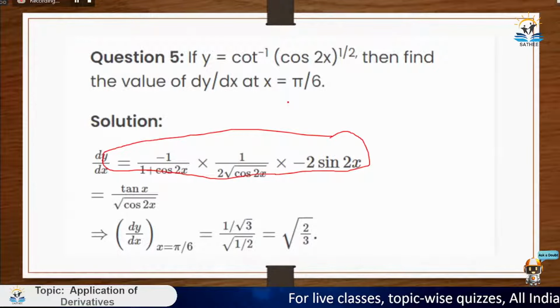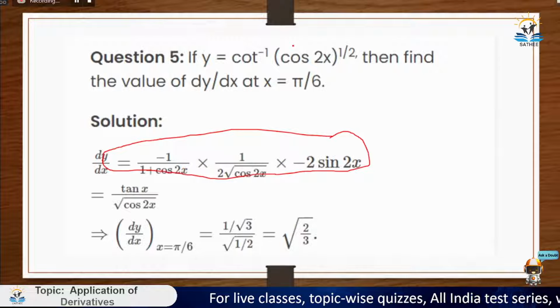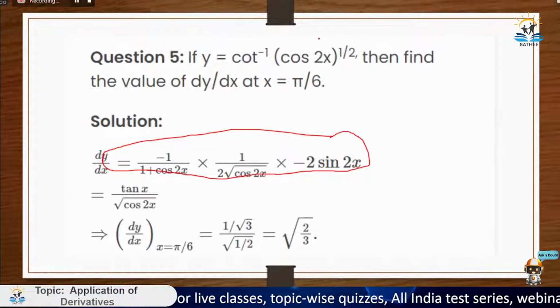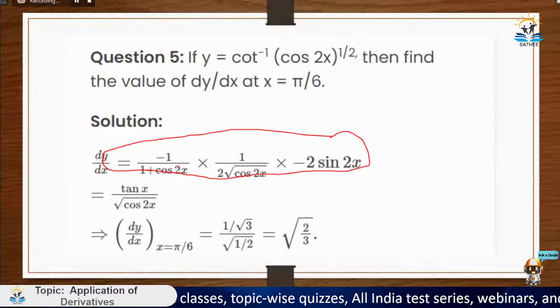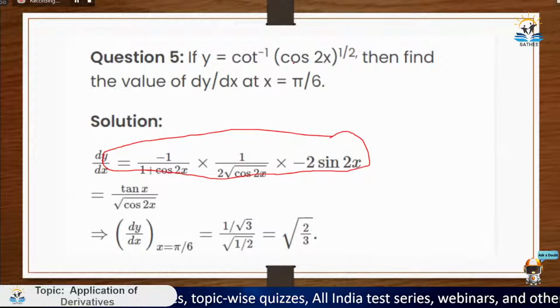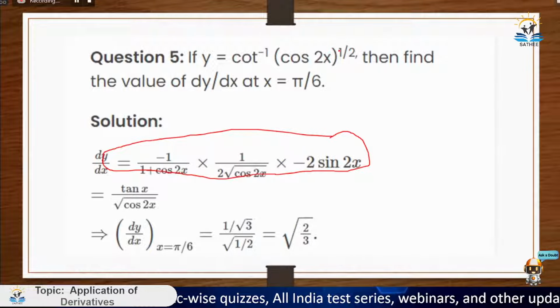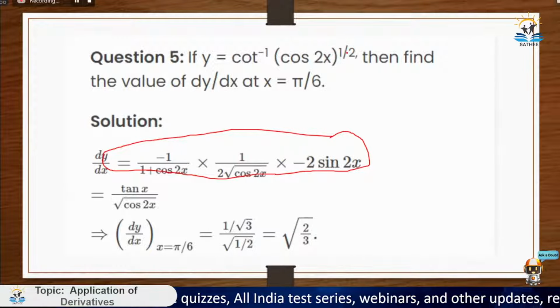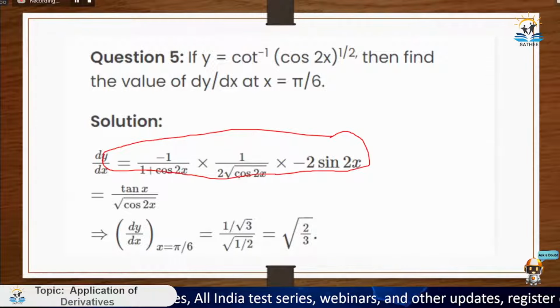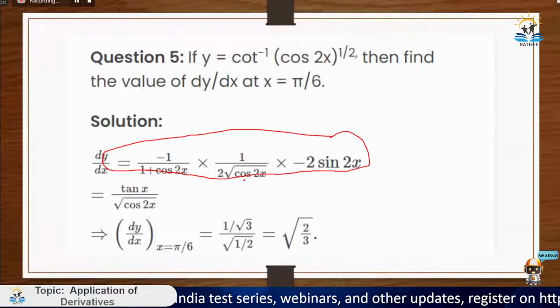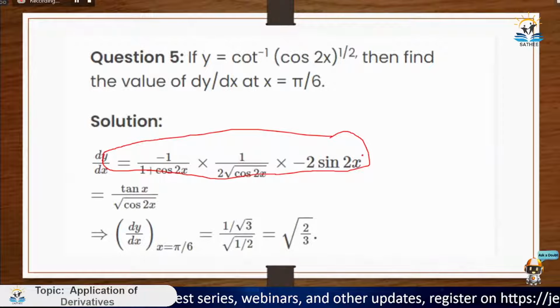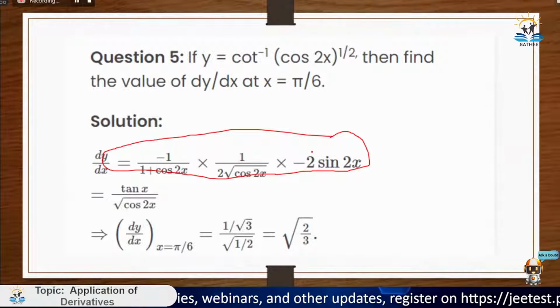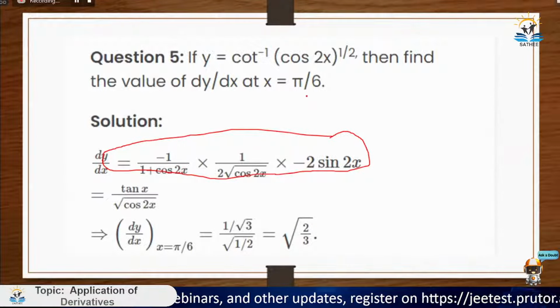But if you didn't understand, let me tell it once again. Differentiation of cot inverse x is minus 1 upon 1 plus x square. So minus 1 upon 1 plus cos 2x, its square, into the differential of this thing. This thing is something like x power half. So the differential of x power half is 1 upon 2 root x. And then differentiating cos 2x, it would be minus 2 sin 2x. Okay? Then just put the value of x equal to pi by 6.